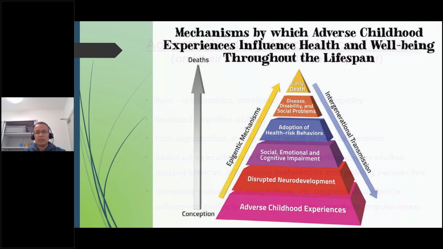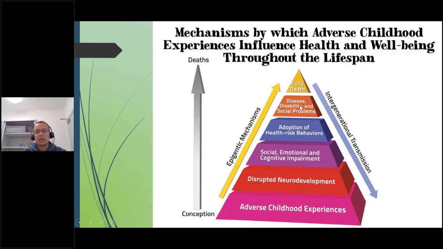This is a graphical representation of how adverse childhood experiences can influence health and well-being throughout the lifespan. At the very bottom of the pyramid is the adverse childhood experience, which leads to disruption in brain development. And this can lead to social, cognitive and emotional impairment. Such people can adopt high-risk behaviors like drinking, substance abuse, self-harm and all that. This then leads to diseases in life and other social problems, and this can lead to early deaths.